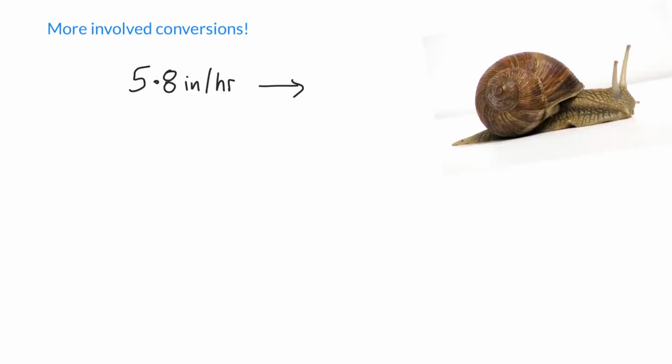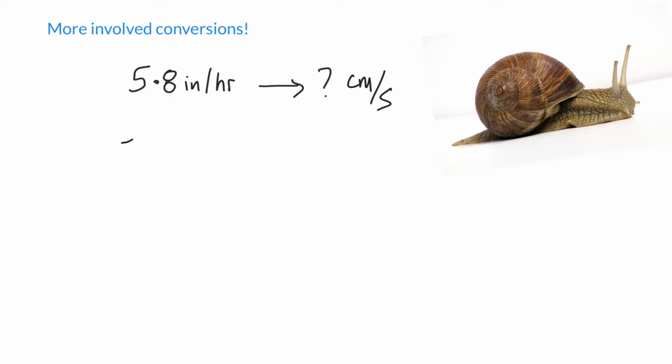So what if you've got something a little more involved than a single unit? For instance, let's say you've got to convert 5.8 inches per hour. That is a speed. Maybe you've got a snail going at 5.8 inches per hour, and you want to calculate its speed in centimeters per second, because maybe the record books list the top speed of a snail in centimeters per second, but you measured it in inches per hour. So how would you do something like that?